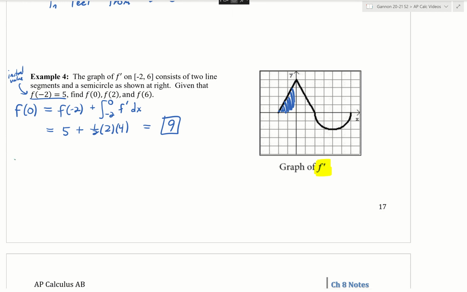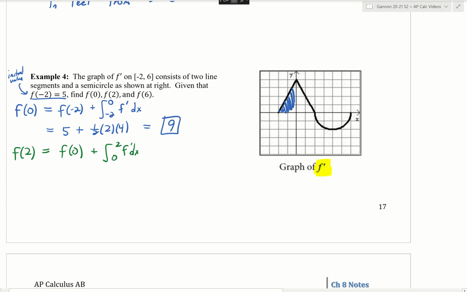The next question wants us to find f of 2. Now, this can be done a couple of ways. We can find f of 2 starting at -2, or we could find f of 2 starting at 0 because we now know this value. And that's what I'm going to go ahead and do, so we don't have to kind of find an integral that we've already done or find area that we've already done. So I'm going to go ahead and think of this as f of 0 plus the integral from 0 to 2 of f prime with respect to x.